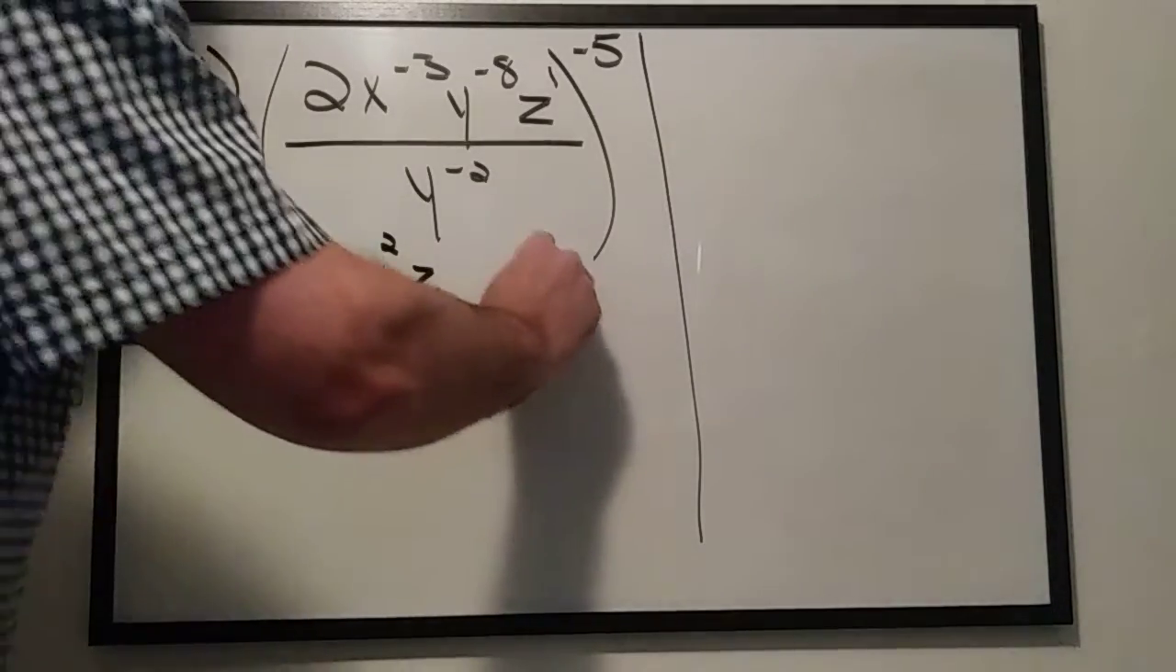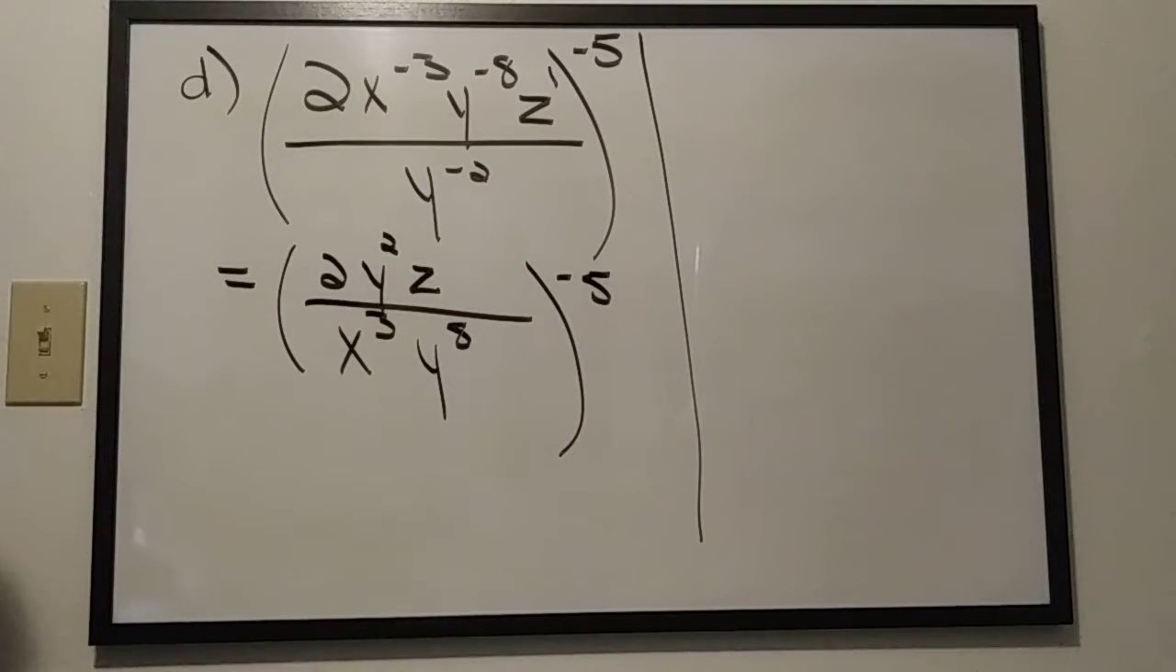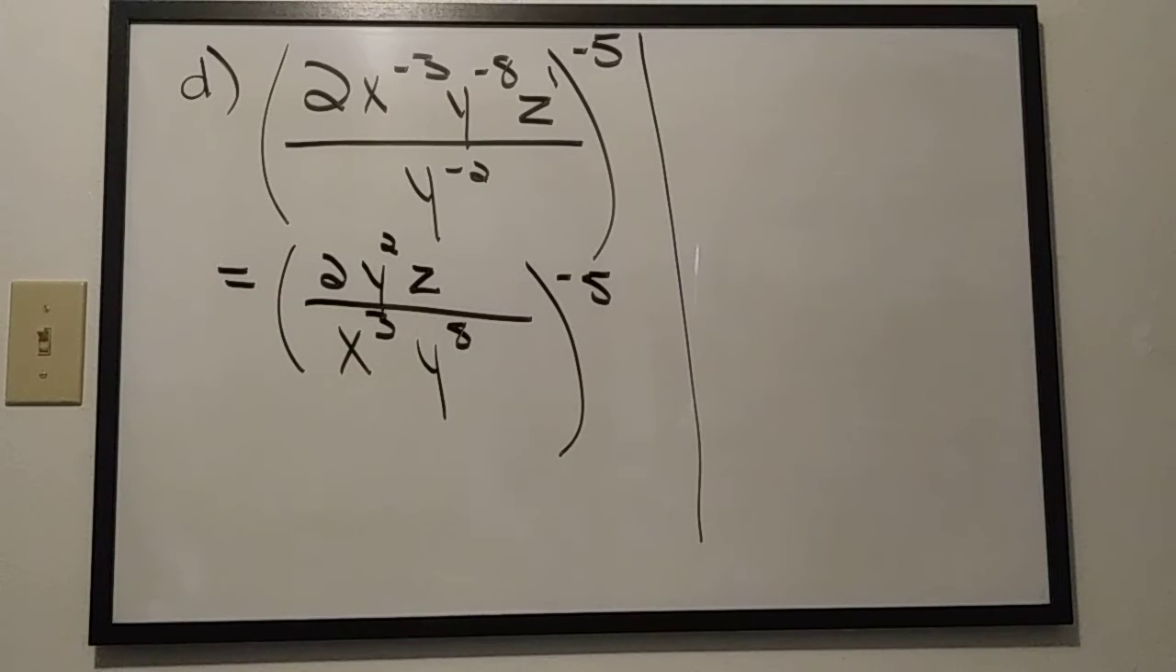So now that we have that then, we still have this negative fifth power piece. But, am I done simplifying inside the parentheses? The answer is no. I still have a y piece in the numerator and a y piece in the denominator. So anytime you have the same variable in both numerator and denominator, you're not done with the problem yet. So we need to figure out how to play with this y to the second divided by y to the eighth.